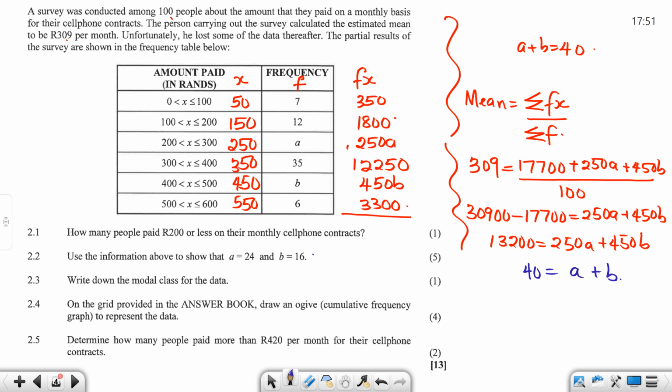Okay. Now, write down the modal class for the data. Modal class is the class with the highest what? Frequency. So, mode. Which one is the highest frequency? Is that fine? But we don't write 35. We want the modal what? Class. So what do we write? 300.